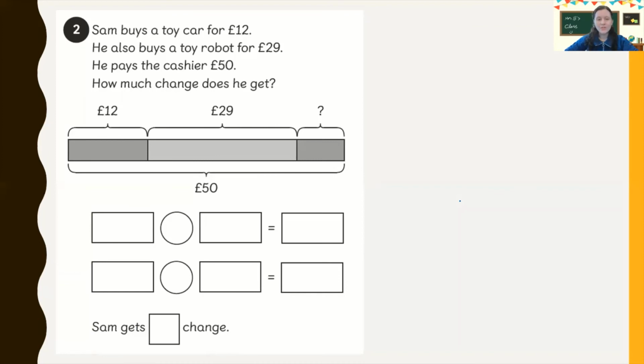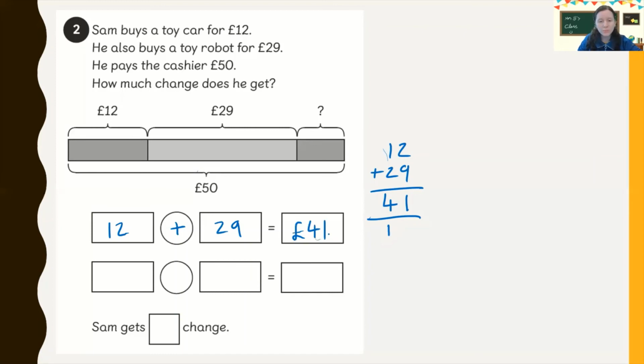Okay, what did you do? I'm hoping you did 12 add 29 to find out how much he spent altogether. So 2 add 9, or 9 add 2, 9, 10, 11. And we write it like this, remember? And 1 add 2, super easy. Add this extra one. Super. 41. So he spent £41.